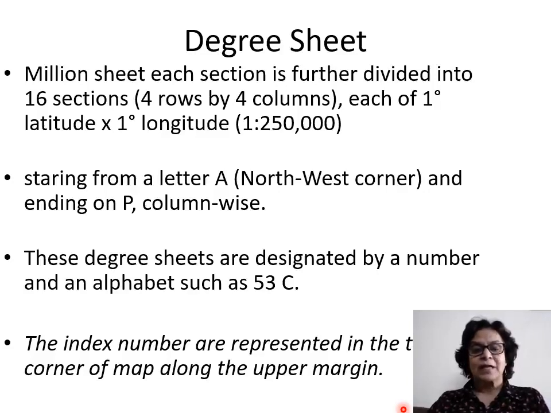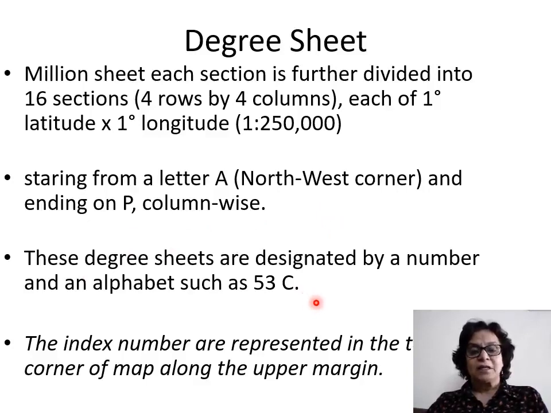Let's get down to the second one, that is the degree sheet. This is obtained when the million sheet is subdivided into 16 sections, so 4 rows and 4 columns, and each will have a latitude of 1 degree by 1 degree, which is why it is known as the degree sheet. Now in this case, instead of digits, capital letters are used, starting from A from the northwest corner, and it ends at P, and it is taken column wise.